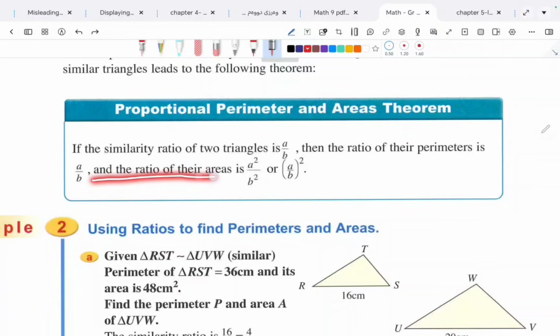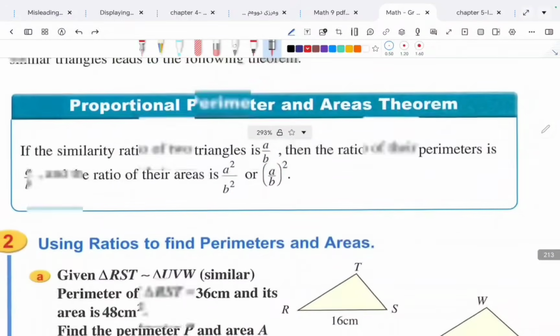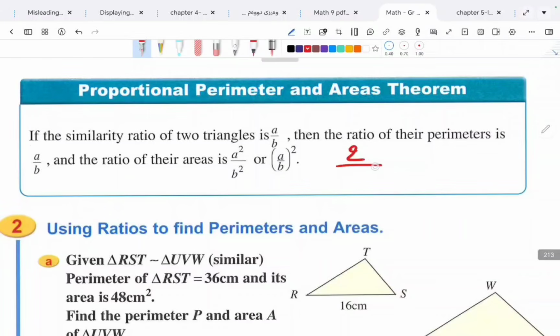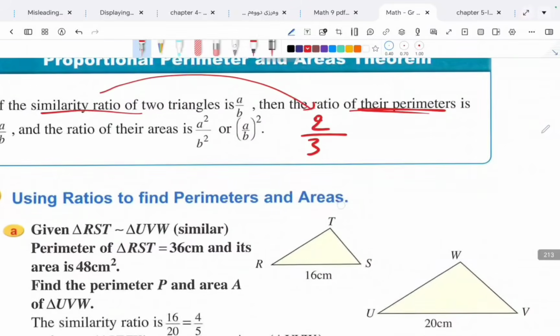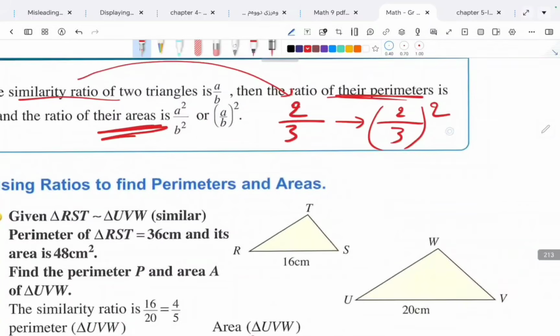And the ratio of their area is A power 2 out of B power 2, or you can say A out of B, power 2. So when you want to change similarity ratio to ratio of their perimeter, they are the same. If it was 2 out of 3, for example, the similarity ratio is 2 out of 3. How to change to their perimeter? It is still 2 out of 3 because they are the same. But if you want to change it to area, you have to say 2 out of 3 power 2, which is equal to 4 out of 9.